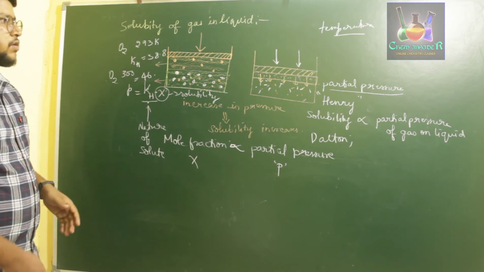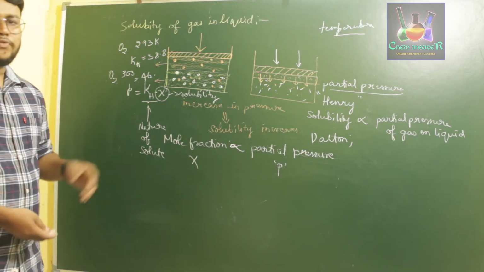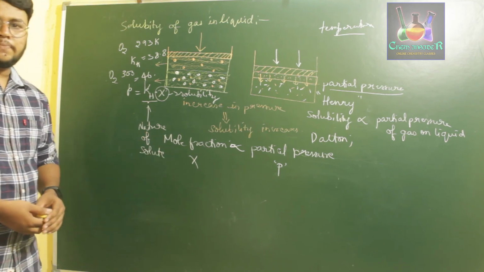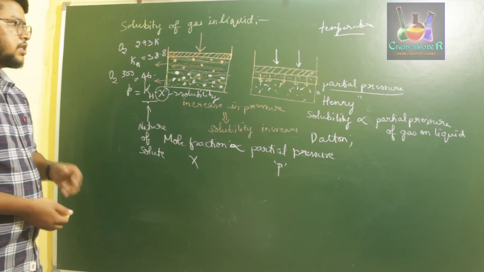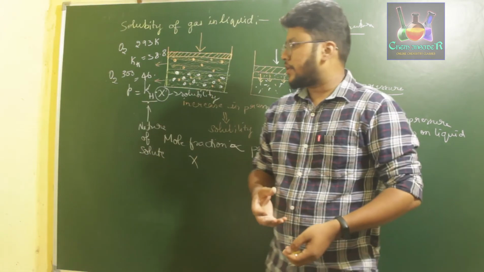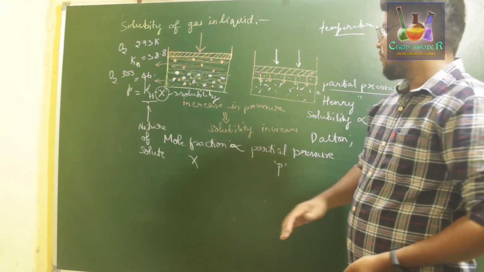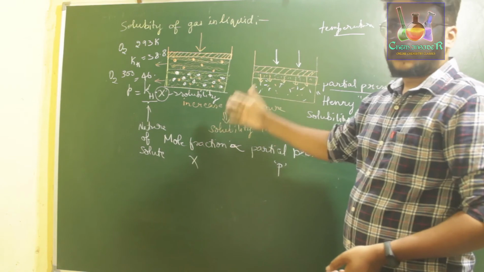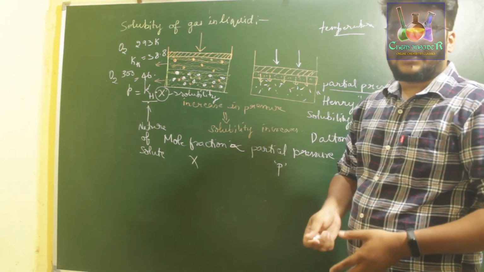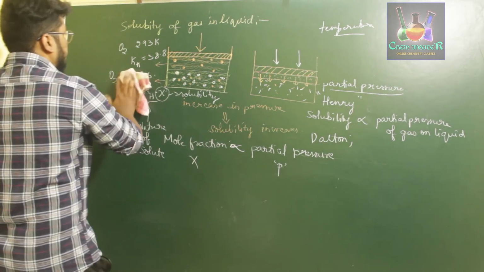So this is what we observe in the case of Henry's law or Dalton's law, the expression for solubility with respect to partial pressure or mole fraction. Next is the effect of temperature. All this we have studied so far is the effect of pressure, when we apply external pressure on the solubility of a gas. Next is the effect of temperature on the solubility of a gas. So what happens if we alter the temperature?